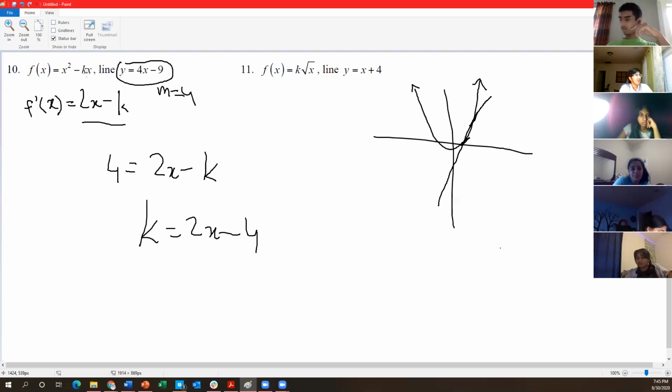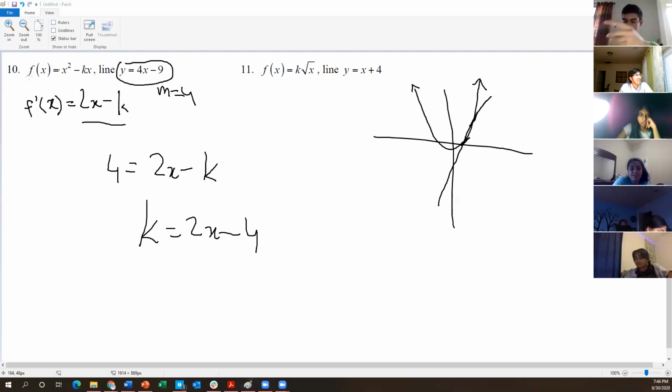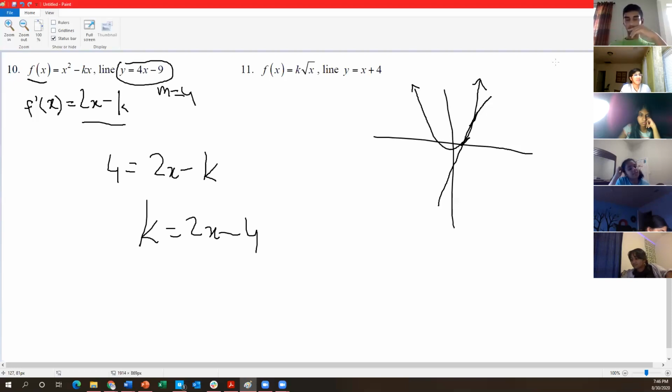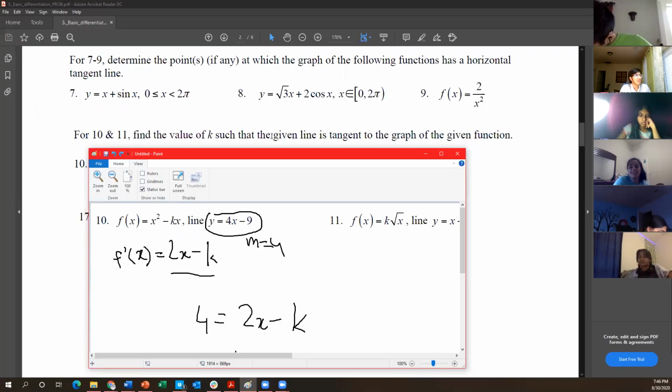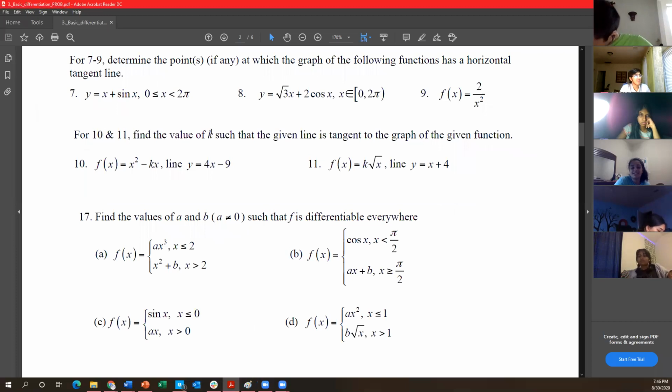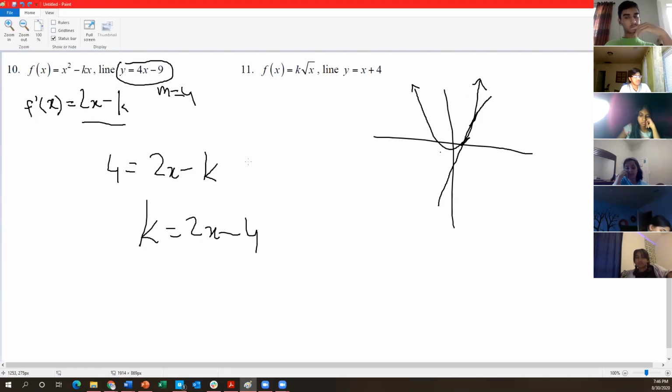Okay. So here, you take the derivative. We're trying to find the value of k such that the given line, so this line, is tangent to this graph. Whenever we're dealing with tangent lines, we always take the derivative. The tangent line of f of x at any point is f prime of x, so we take its derivative, which is 2x minus k. Good so far? Okay. All right.